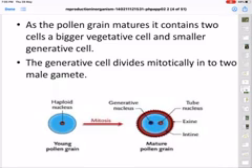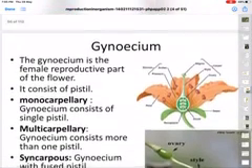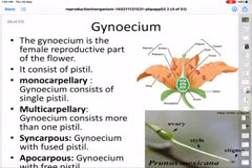As you are seeing, the haploid nucleus, the young pollen grain, undergoes mitosis, forming the mature pollen grain. You can see the outer layer, the outer exine, the inner intine, and then 2 nuclei, one generative nucleus and a tube nucleus. And now let's see the structure of gynoecium.